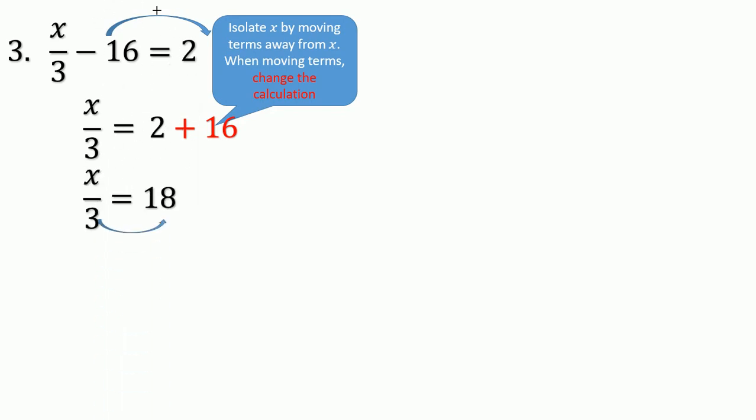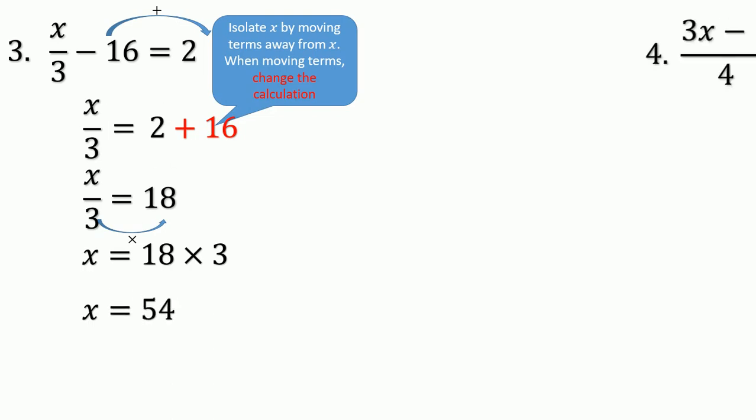Then there's the 3 on the left hand side that has to move, and the calculation is division. So when I move it, it must change to multiplication. So when I move the 3, it will be 18 times 3, and that will give me an answer of 54. x = 54.